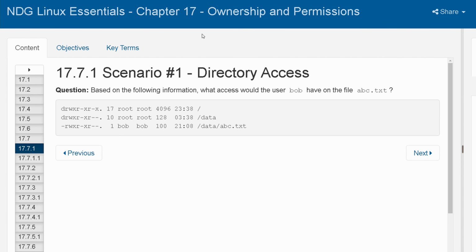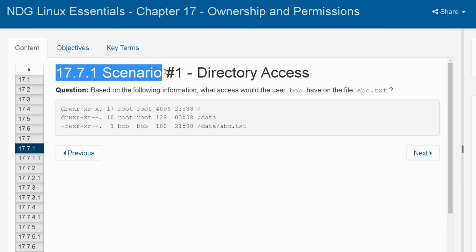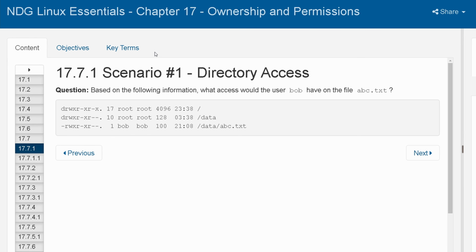So this is a little bit different. This is not a lab for chapter 7 that is going to be next, but this is pretty cool, where the actual book, the mobile version in Cisco, gives us these scenarios and we have to try to answer them. So I am going to try to do these correctly. This is for chapter 17, ownership and permissions. Again, the lab will be next, linked below also when it is up.